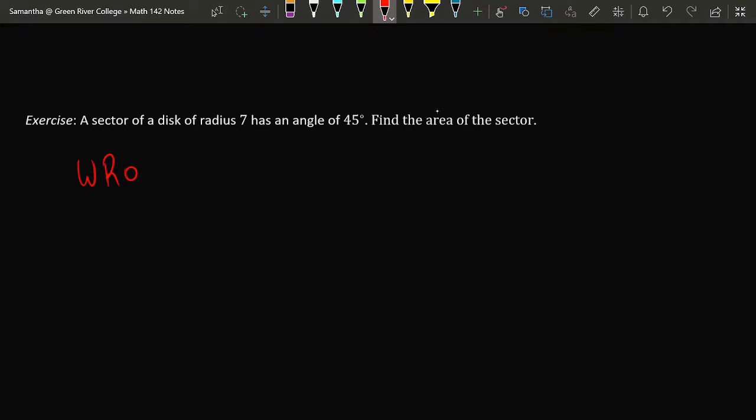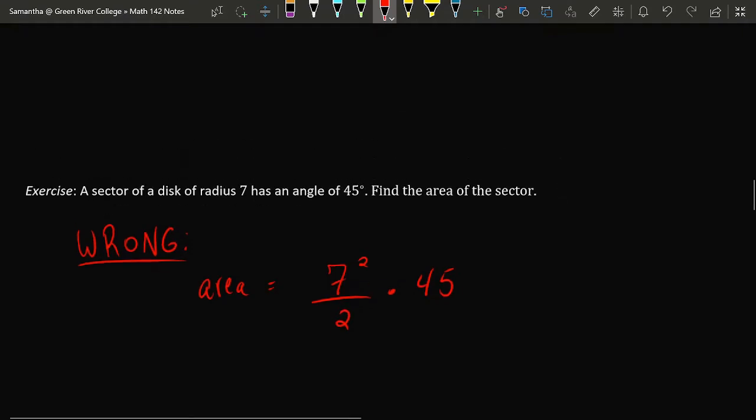What I'm about to show you is what you don't want to do. What you don't want to do is say that the area of the sector is equal to 49, or 7 squared, divided by 2 multiplied by 45. This is not the area. This is significantly larger than the actual area.